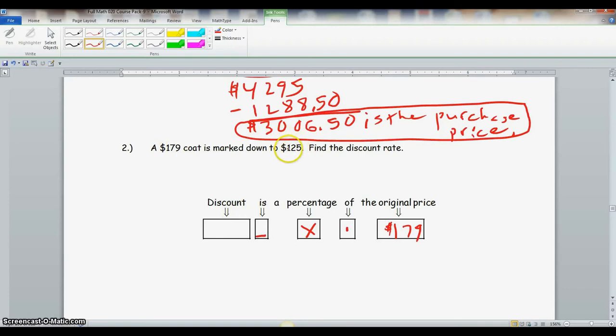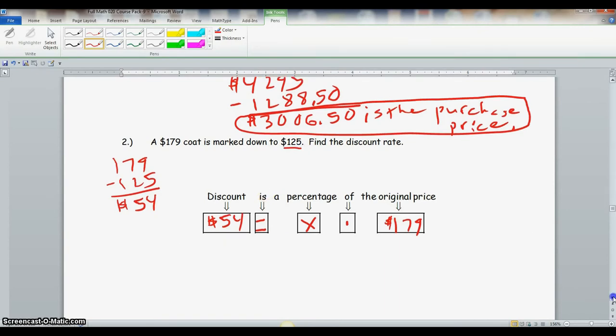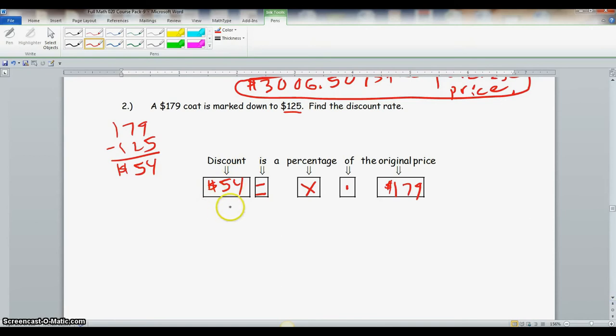The discount is not $125. The discount is 179 minus 125, which will give you $54. So your discount is $54. And the reason why it's $54 is because the price was marked down to 125. It did not say that you were discounted 125. So now we will have 54 is equal to 179x, because x times 179 will give us 179x.